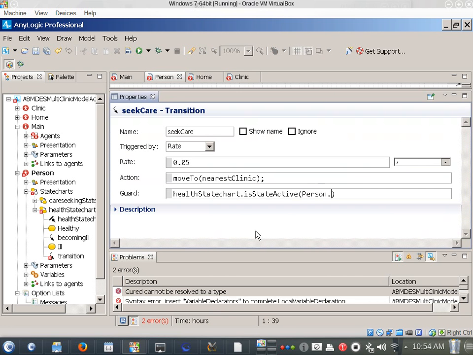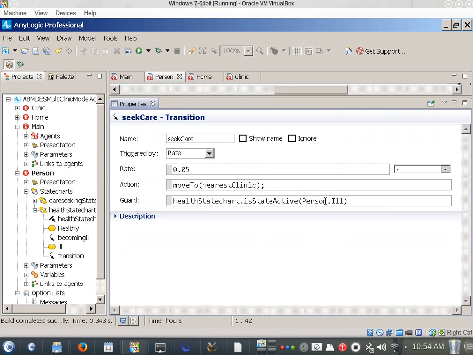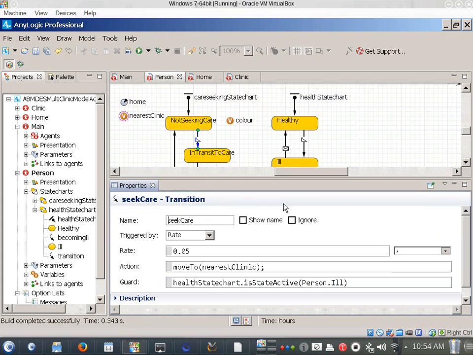Ill. Now, if we wanted to write this in a way that will work externally as well, if we ever need it, it will be person.ill, but either way, you could just say ill for this context since we're already inside person. Okay, so this will limit the care seeking to those who are ill. It will only allow it if someone is ill for them to go seek care, okay? So if that expression is true, then they're allowed to go at this rate.